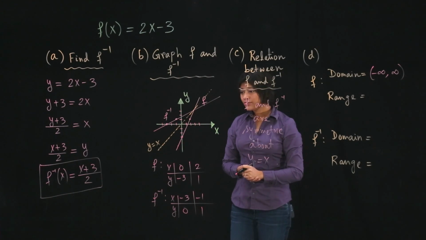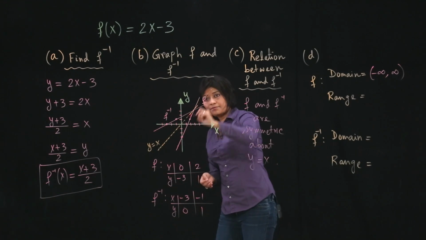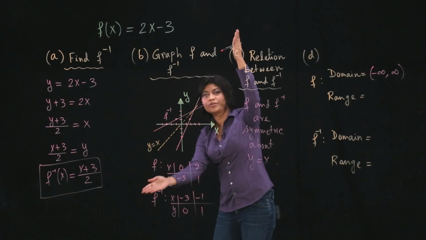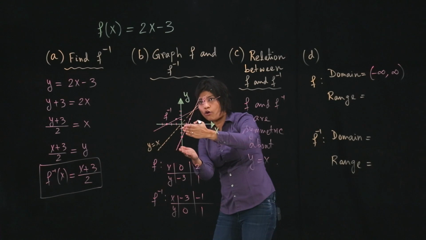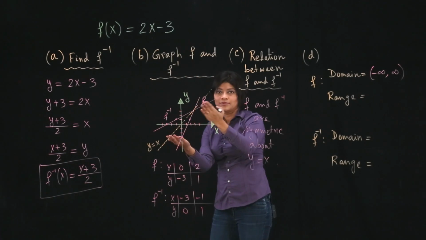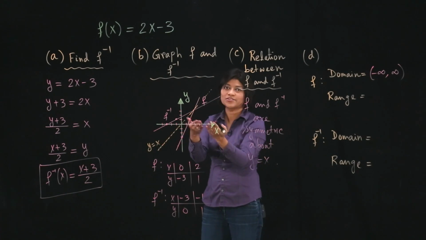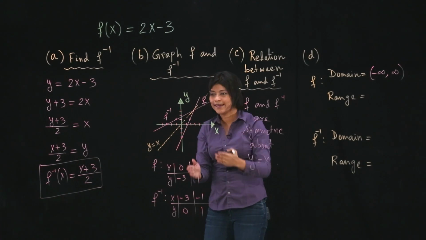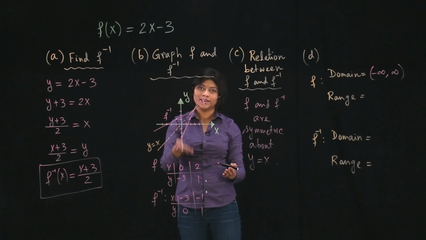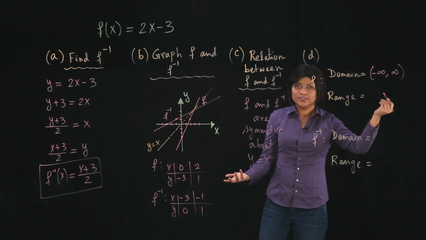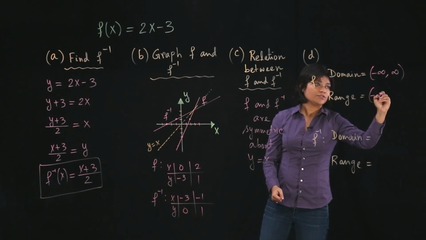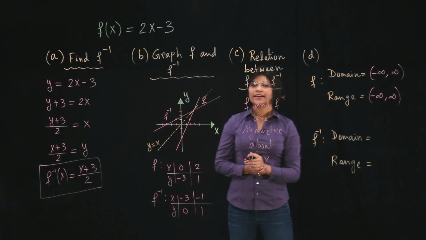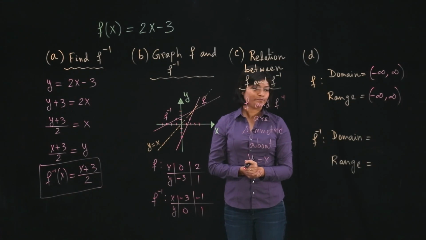Finally, what is the range? Well, look at this graph. It'll keep on going in both directions, which means all these y values you will get as an output for some x as input. So the range is again the entire real line because it's just a line. So the range is also negative infinity to positive infinity.